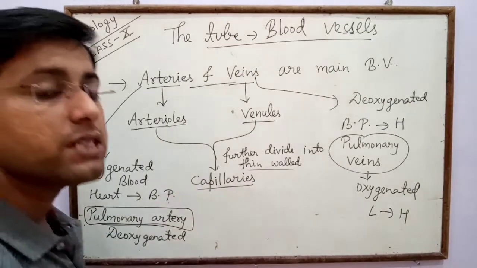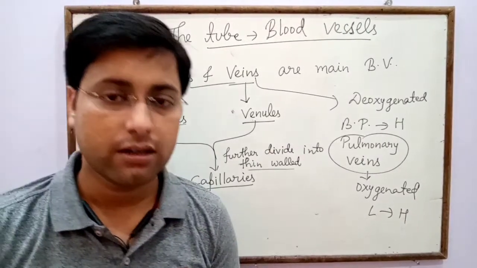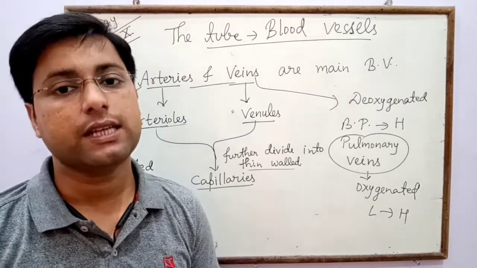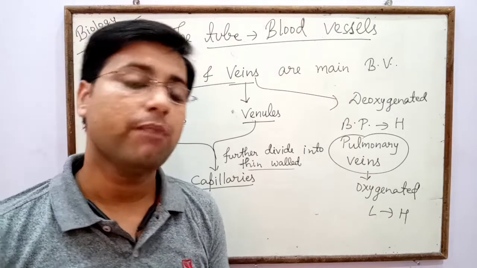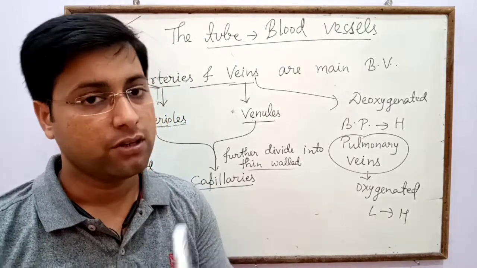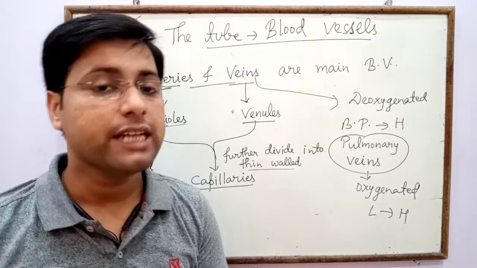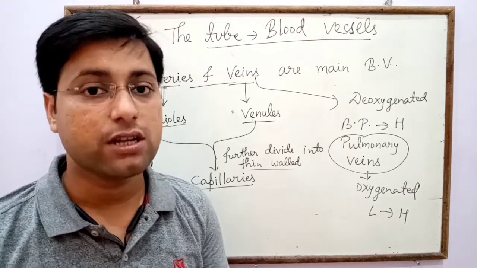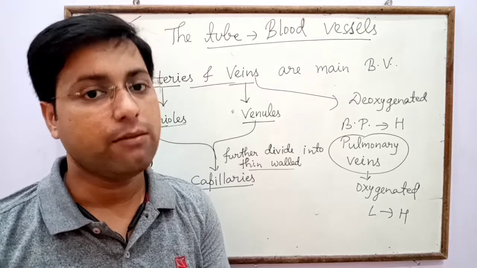So in our circulatory system, blood, lymph, blood vessels and the heart, which is a pumping organ, are involved and responsible for transportation of blood. So in my next video, we will discuss the circulatory pathway and the heart.